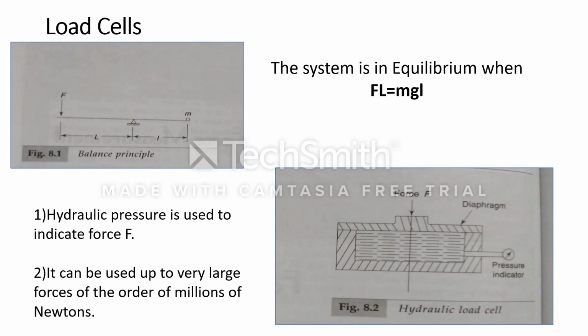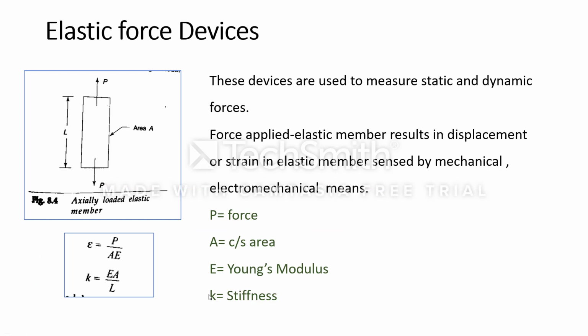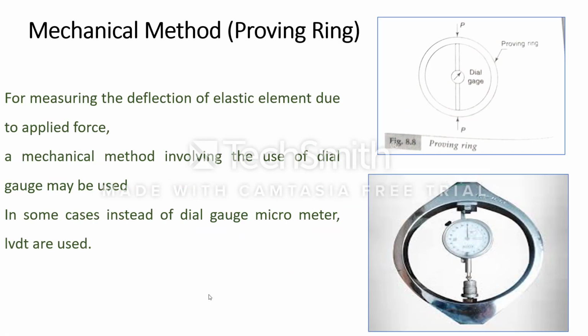Again, load cell, where the balance principle is used, F L is equal to m g l. In case of hydraulic load cell, hydraulic oil is used, the force is applied on the upper side, and it will give the pressure in the pressure gauge. So pressure gauge reading into area under the diaphragm is the force. A similar principle is used in the pneumatic load cell, but only the medium is changed, that is air medium, and it can be used up to 20 kilonewton. This is elastic force, as we have seen.